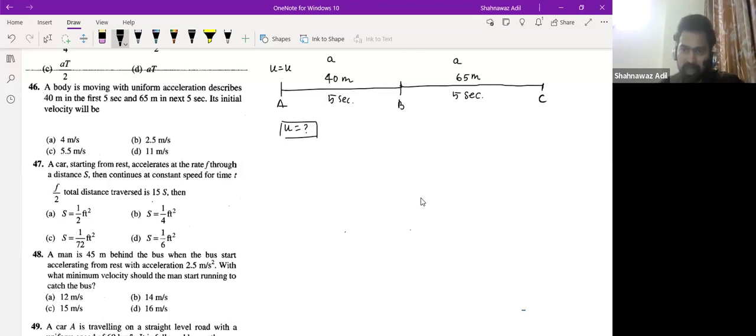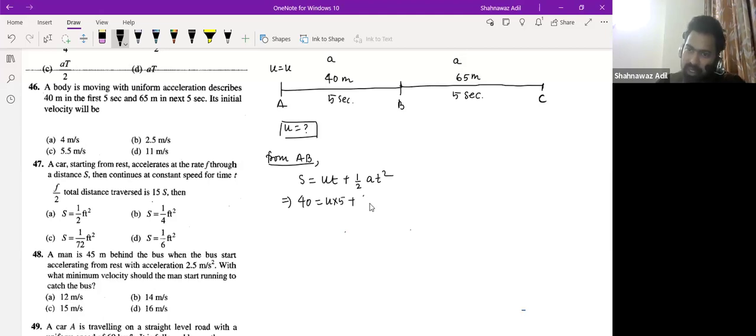So this diagram makes this question very simple, right? First, from A to B, I will use this equation. From A to B, what would be S? S would be ut plus half at square. S is 40. U I don't know, but time I know. Half A I don't know, but time again I know. That is 5 into 5.